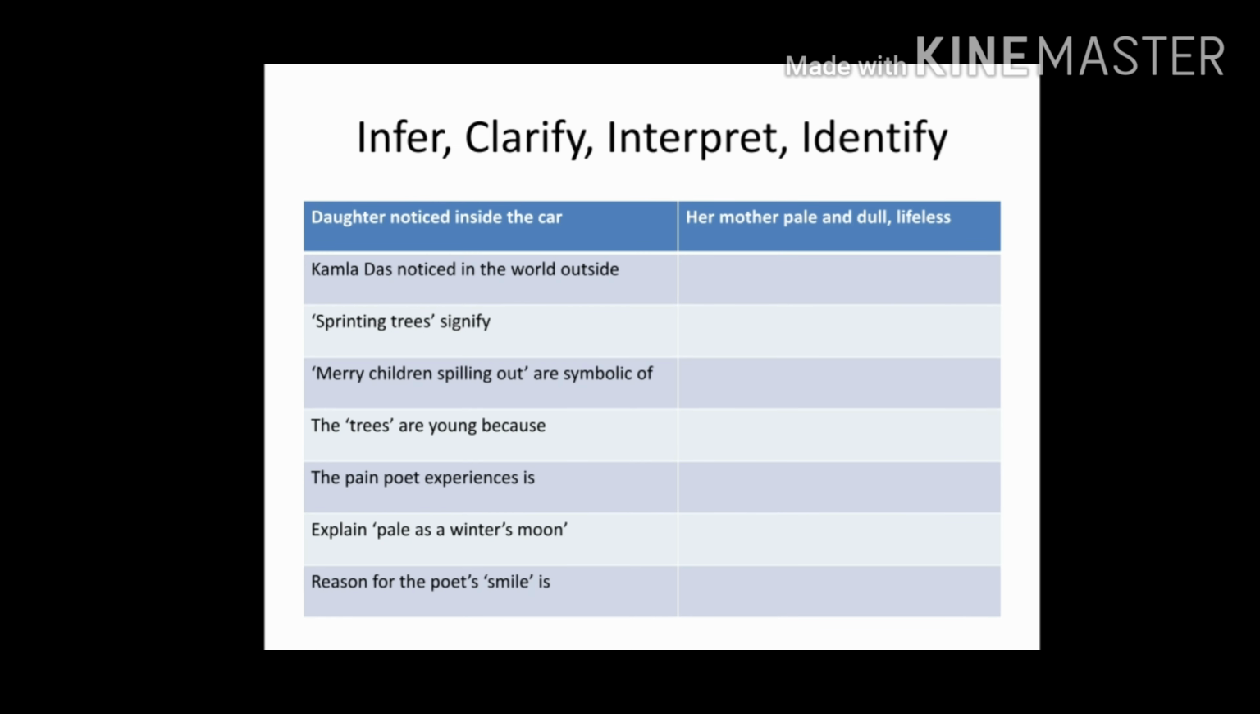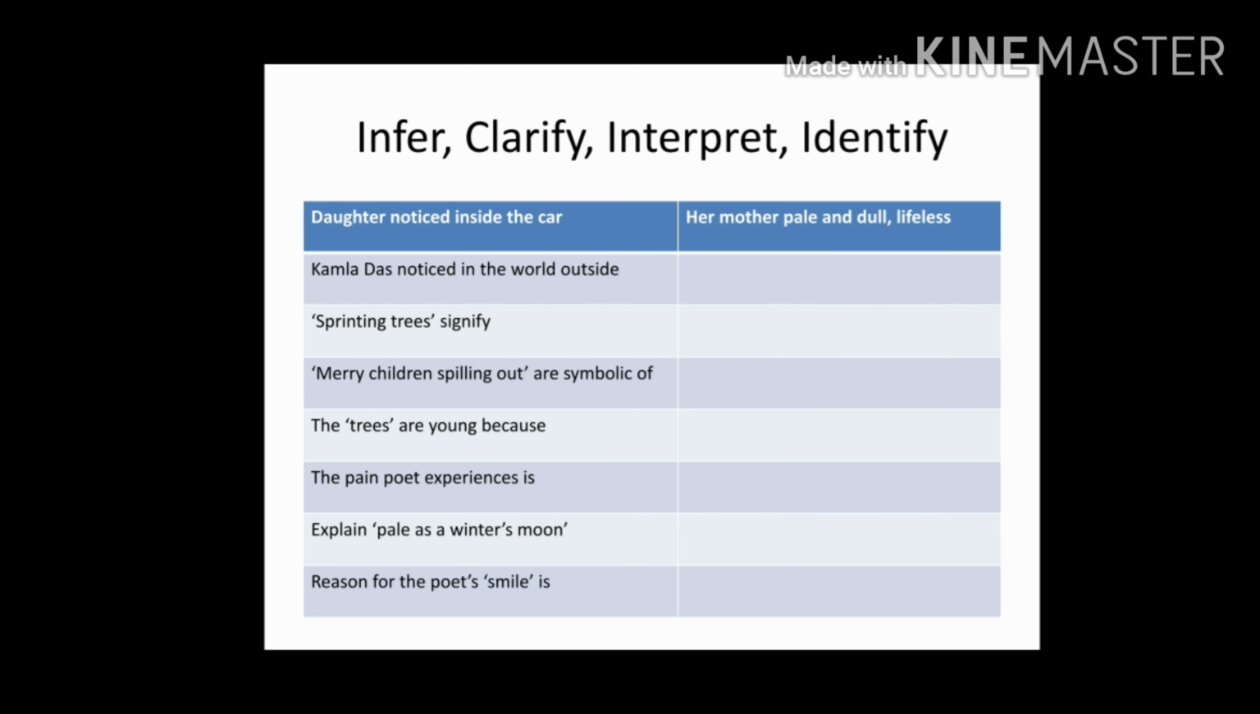Now, this is a small activity for you to infer, clarify, interpret, and identify the main theme behind these phrases or sentences used in the poem. The first has been done for you. The line is, daughter noticed inside the car. She noticed her mother, pale and dull, lifeless. Kamala Das noticed in the world outside. So, what did she notice? Sprinting trees signify, you will have to explain and tell the figure of speech used here.